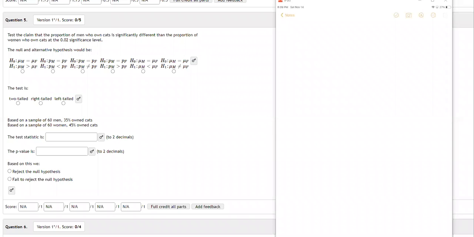Hey guys, so we are going to take a look at a hypothesis test for two proportions. It says test the claim that the proportion of men who own cats is significantly different than the proportion of women who own cats at the 0.02 significance level. So they tell us that alpha is 0.02.